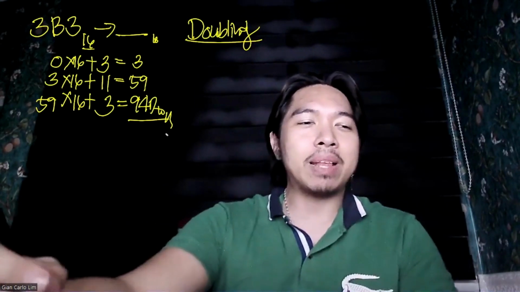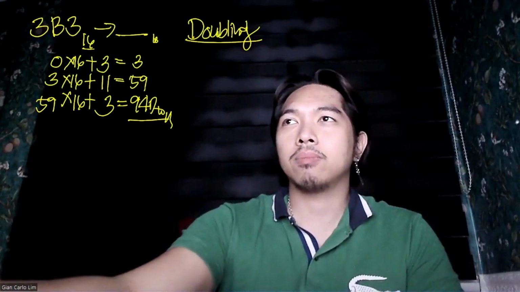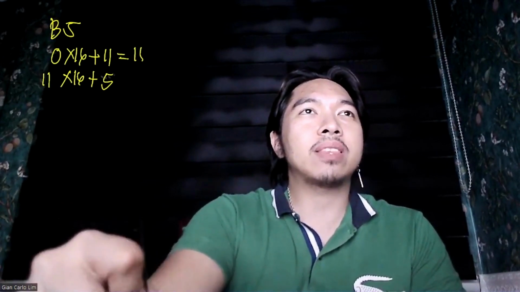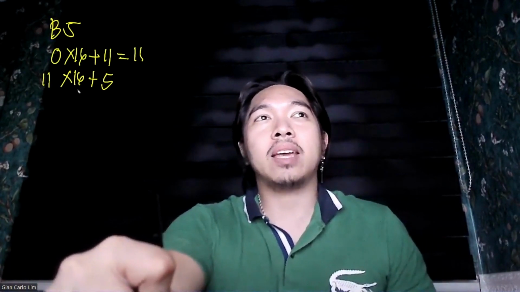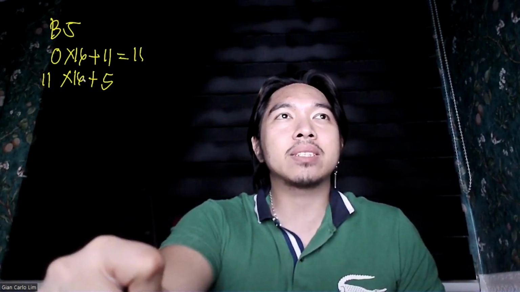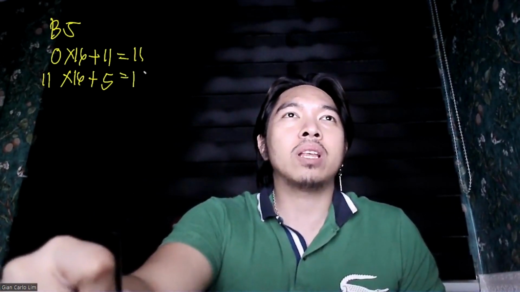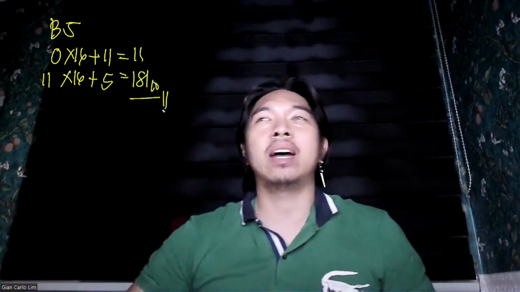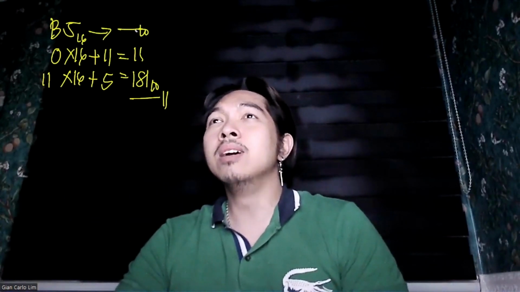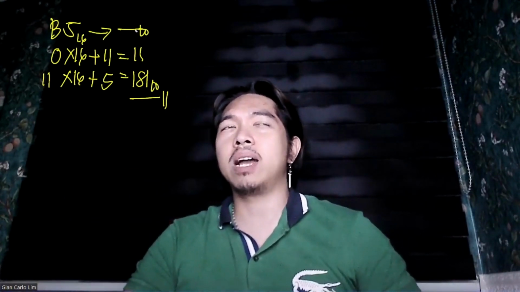I-try natin dun sa mga iba pa nating examples. Let's try B5. So B is 11 and then 5, plus 16, 16, times. By default, this is 0. So 11 times 16 plus 5. Short mathematical trick: you simply add these two and then lagay mo sa gitna. So that is 176 plus 5, which is equal to 181 base 10. And we now have the answer. Nakalimutan kong ilagay yung conversion dito. Ganun lang kasimple natin sinosolve itong mga ito.